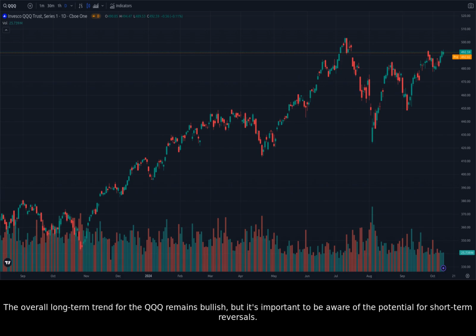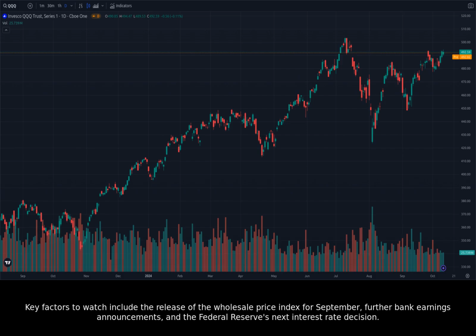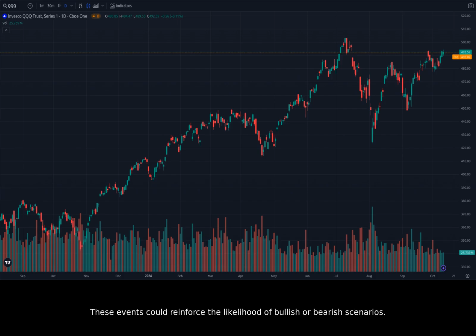The overall long-term trend for the QQQ remains bullish, but it's important to be aware of the potential for short-term reversals. Key factors to watch include the release of the Wholesale Price Index for September, further bank earnings announcements, and the Federal Reserve's next interest rate decision. These events could reinforce the likelihood of bullish or bearish scenarios.